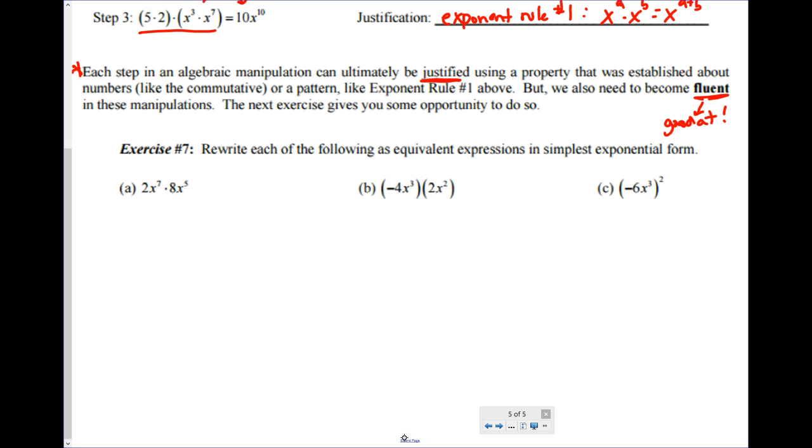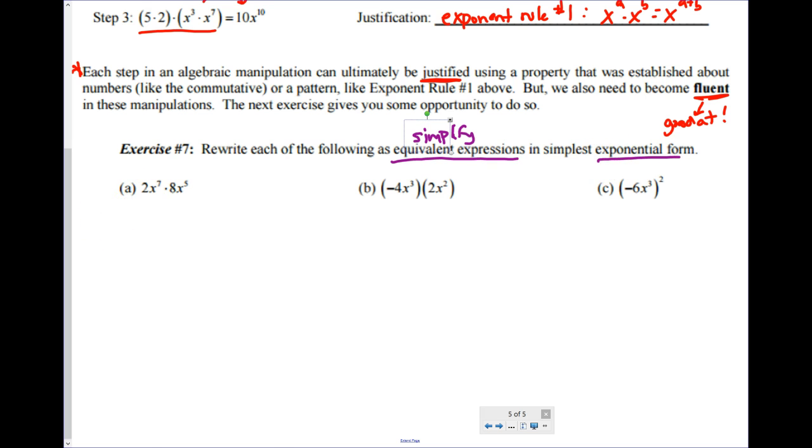So let's take a look at exercise 7. Exercise 7 says, rewrite each of the following as equivalent expressions. Equivalent means the same, like you're simplifying it to something simpler. So this is like saying simplify, and we've worked with equivalent in previous lessons. Okay, so let's take a look at A.